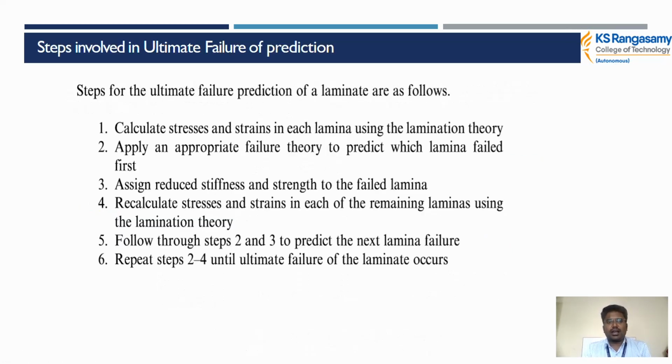The major steps involved in the ultimate failure prediction are as follows. First, calculate the stresses and strains in each lamina using lamination theory. Second, apply the appropriate failure theory to predict which lamina fails first. Third, reduce the stiffness and strength of the failed lamina of the composite. Finally, recalculate the stresses and strains in each remaining lamina using lamination theory. These are the steps of the ultimate failure prediction of composites.